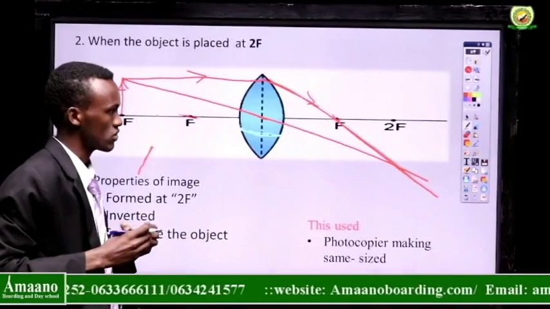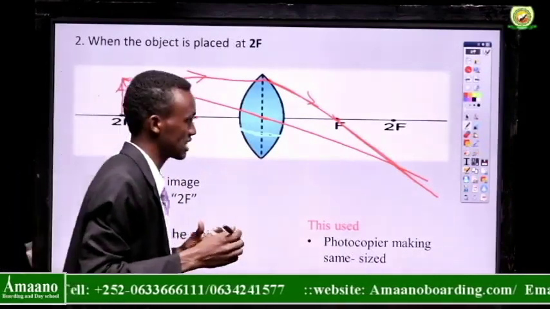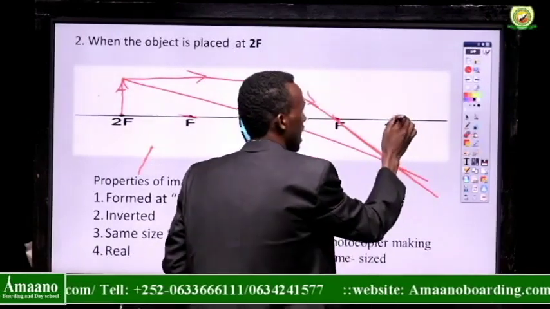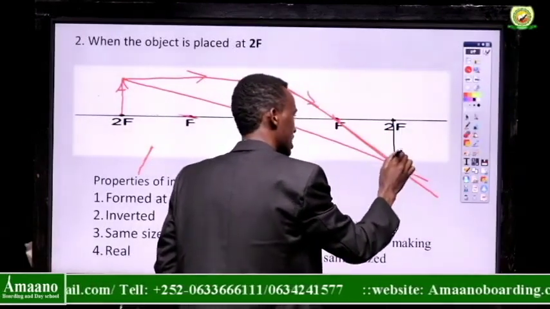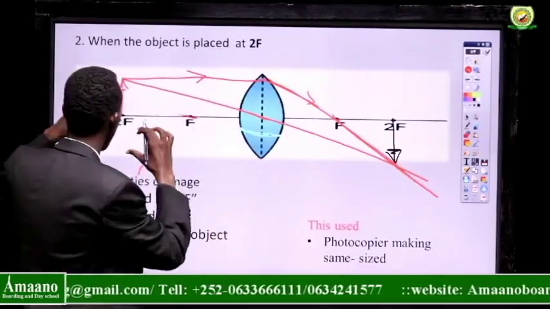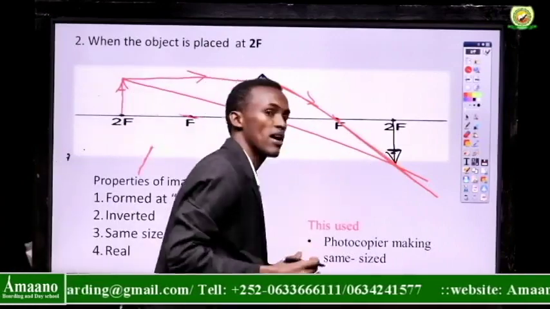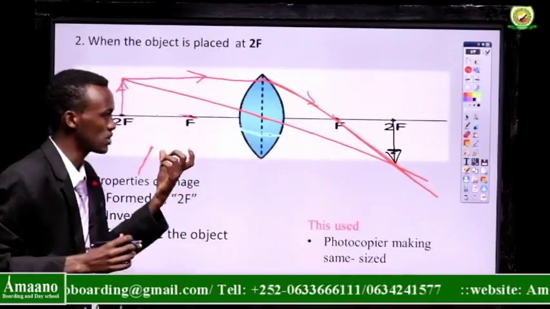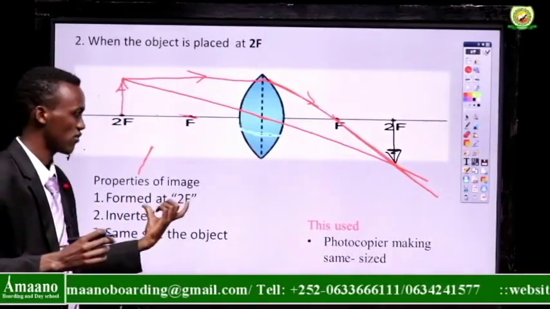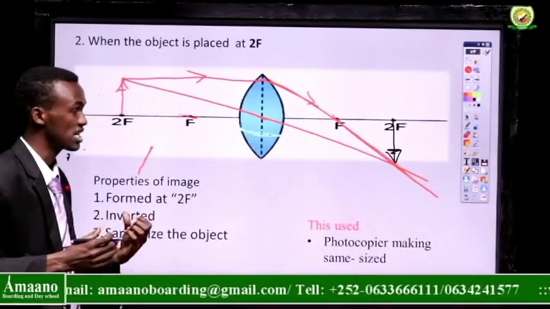Okay, now where the two rays intersect, they intersect at 2f. Okay, now when the object is placed at 2f, the image forms at 2f. So the properties of the image formed at 2f: it is inverted, same size as the object.